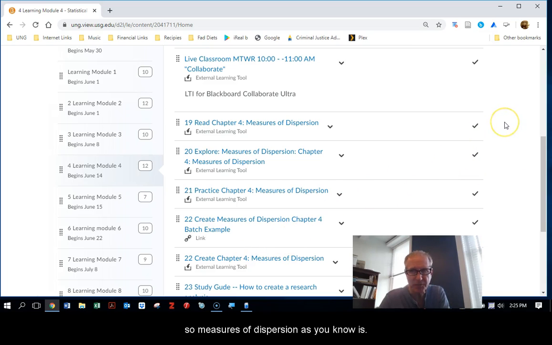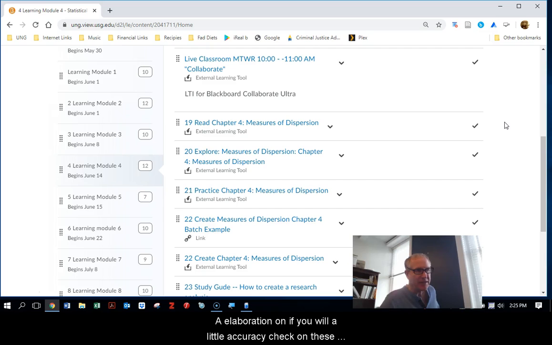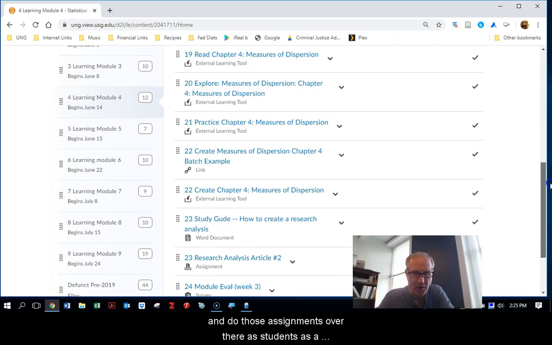So measures of dispersion, as you know, is an elaboration on, if you will, a little accuracy check on these measures of centrality. So how accurate is the mean as a predictor? Well, the standard deviation will tell you that because it's a measure of dispersion. Anyway, go into MindTap and do their little exercises and do those assignments over there.